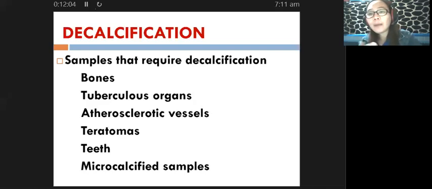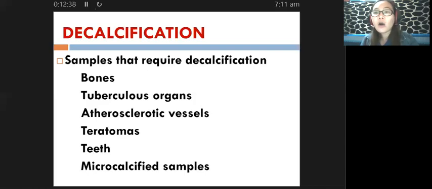Okay? So apart from that, due to the hardness of your tissue sample, this is more likely to damage the knife edge of your microtome knife. If, for example, the edge of your microtome knife is damaged, again, you will not be able to produce good sections from your tissue block. Okay?